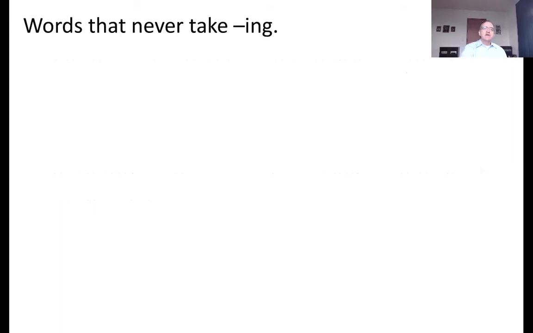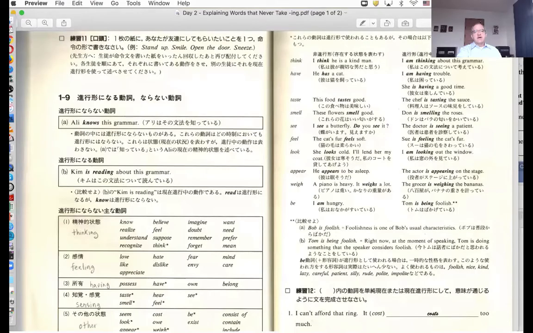Now, I want to talk about words that never take ing. I graded your papers from week 2. And some of you did good and some of you did really bad. So let's look over this now. This is the paper I gave you. And we studied this, okay?